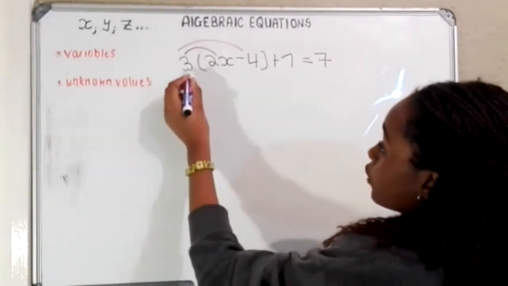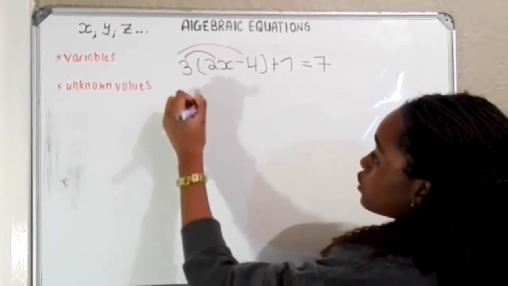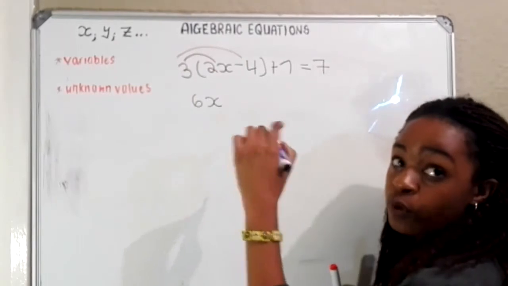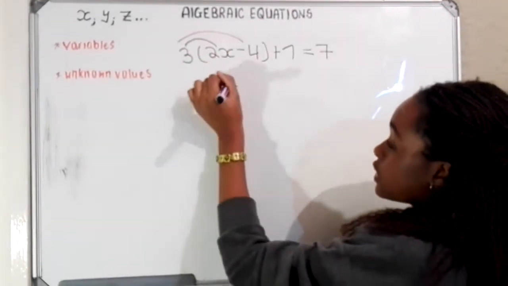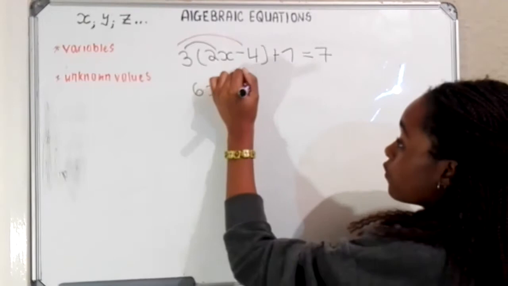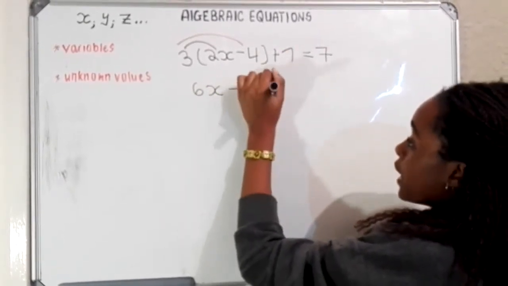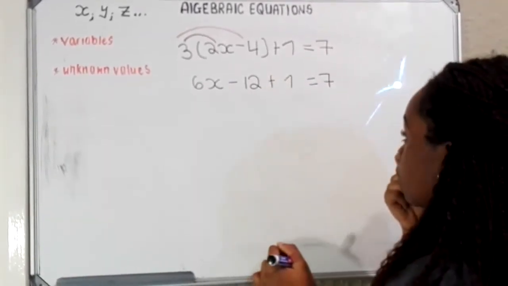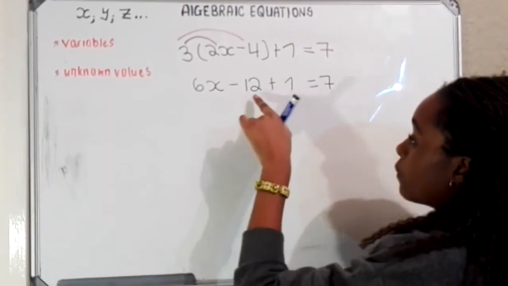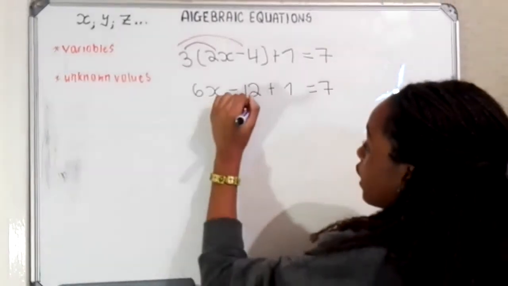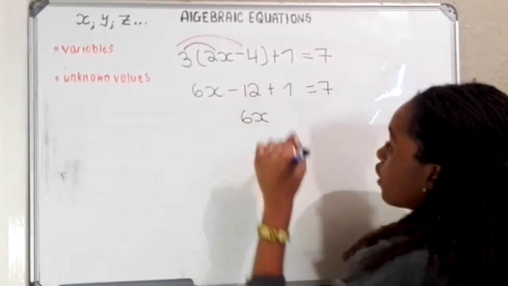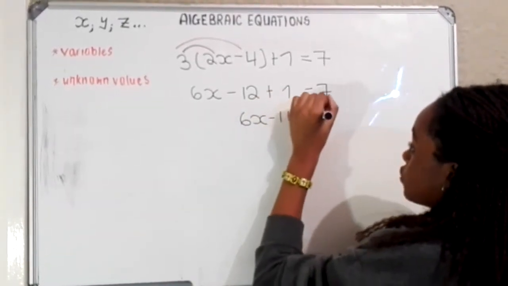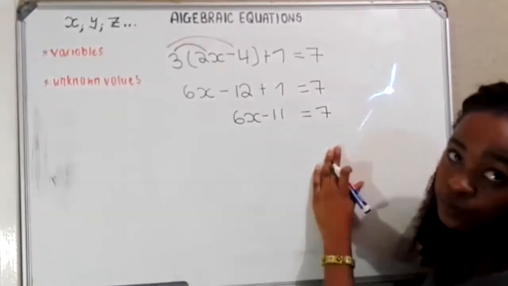So we're going to say 3 times 2x, and 3 times 2x will give you an answer of 6x. 3 times negative 4, positive and negative gives you negative. 3 times 4 is 12. And plus 1 equals 7, all right? Okay, so now we can add minus 12 to 1. So you'll have 6x minus 12 plus 1 will give you an answer of negative 11 is equal to 7. All right, now we're familiar with this, okay?